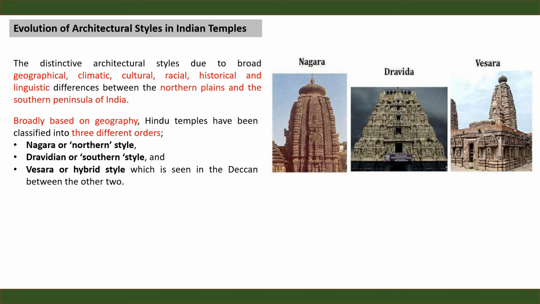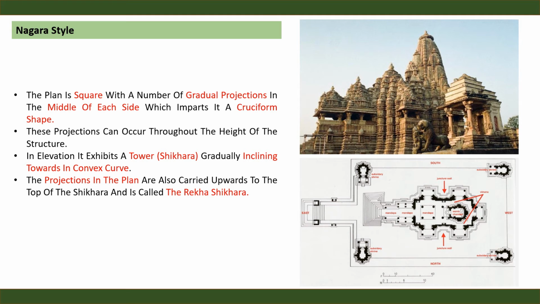And broadly, the Indian architecture for temples can be categorized based on geography into three different orders. That is the Nagara style, which is the North Indian style, then the Dravidian or South Indian style, and then the Vesara or hybrid style, which is a combination of both Nagara and Dravidian, found in the Deccan region. So the first one is Nagara style.